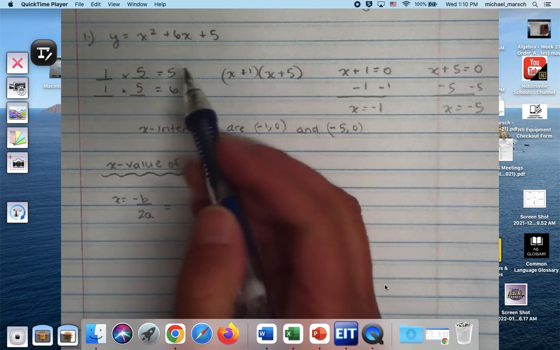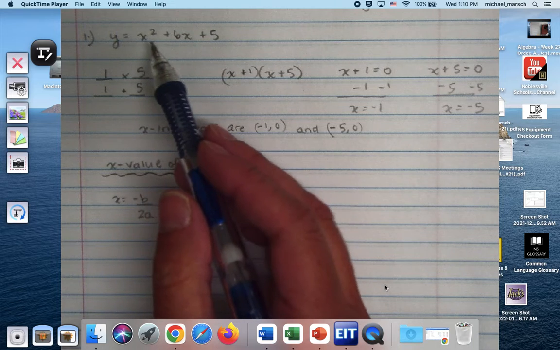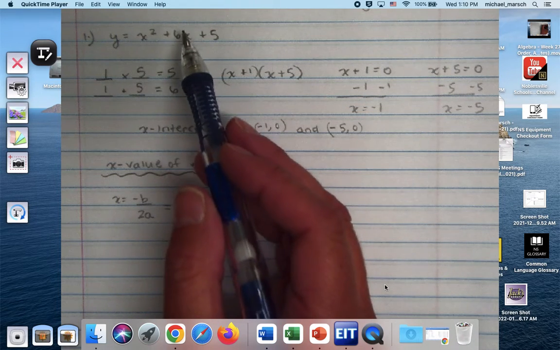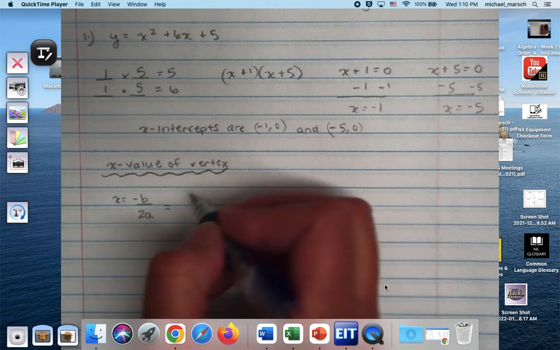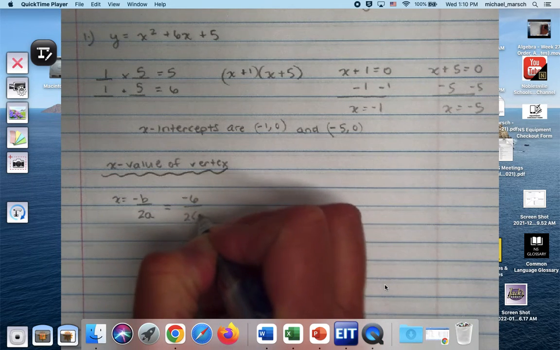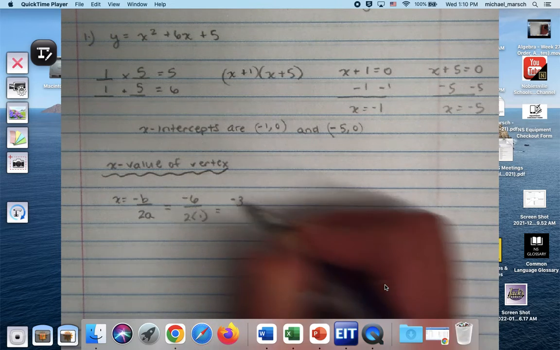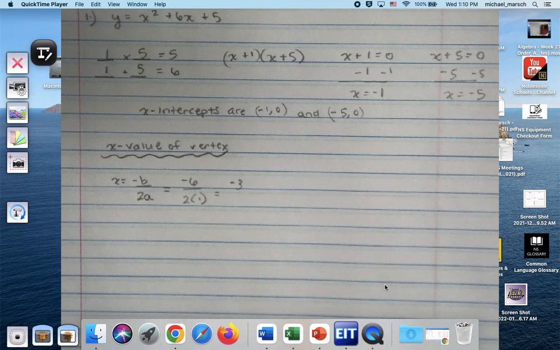So I'm going back up here for my a, b, and c. Right? a is 1, b is 6, c is 5. So the opposite of 6 over 2 times 1 equals -3. So that's the x value of the vertex. Now, if you want to make sure you're on the right track, the vertex is going to be halfway between your x-intercepts. So you can just ask yourself, is -3 halfway between -1 and -5? Yes, so I know I did that correctly.